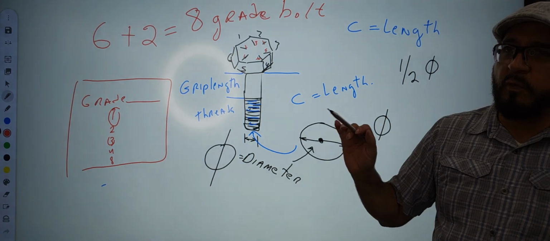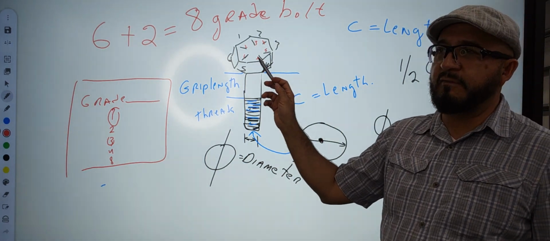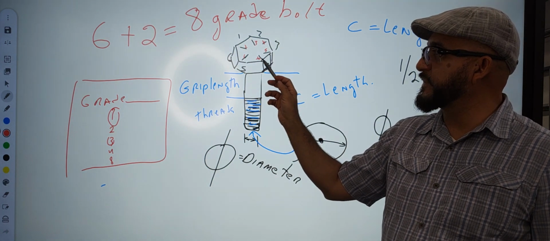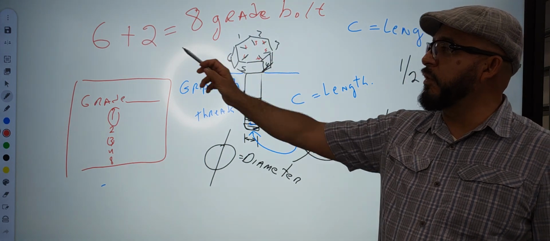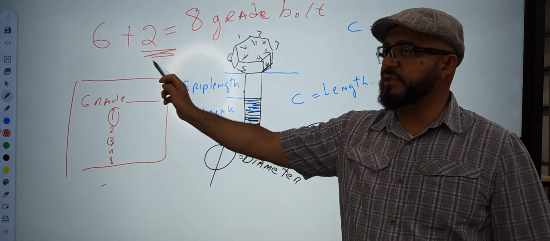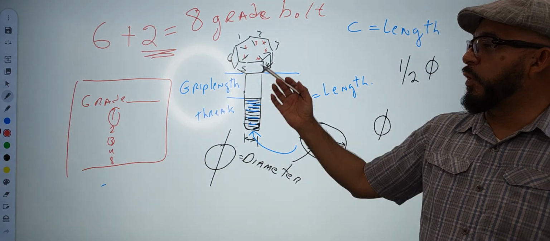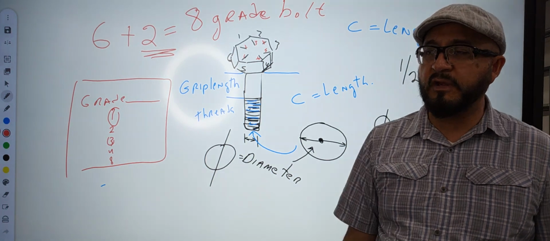So what's the way to do it? Again, I'm going to repeat it. You count how many lines you have. There's 1 line, 2, 3, 4, 5, 6. In this case, there's 6 of those markings, and then you add 2 more. Now, where does that 2 more come from? You won't be able to see it. You just know that as a rule. Whatever is there, you add 2 more, and that's the grade.